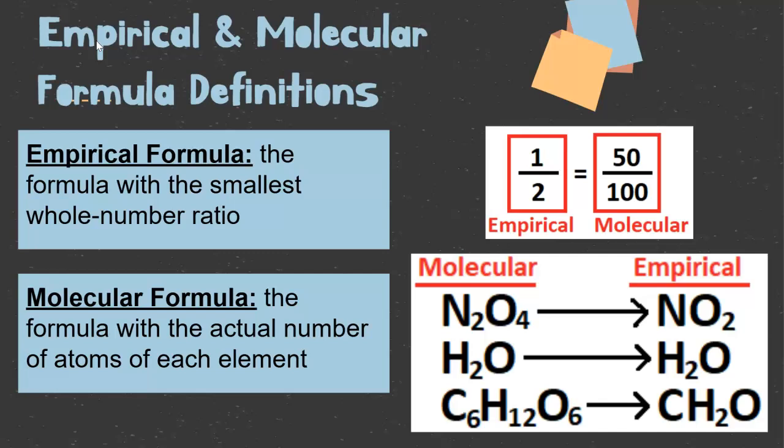So that would be like your empirical, while 50 over 100 is your molecular. Some examples of molecular and empirical formulas. N2O4, the number 2 and 4 can both be divided by 2, so the empirical formula would be NO2. H2O, the number 2 and the number 1, the biggest number that you can divide both those numbers by is 1, so H2O is still H2O when we're trying to find the empirical formula. For C6H12O6, 6 and 12 can both be divided by 6, so the empirical formula would be CH2O. So again, the smallest whole number ratio, so the subscripts can never be decimals.